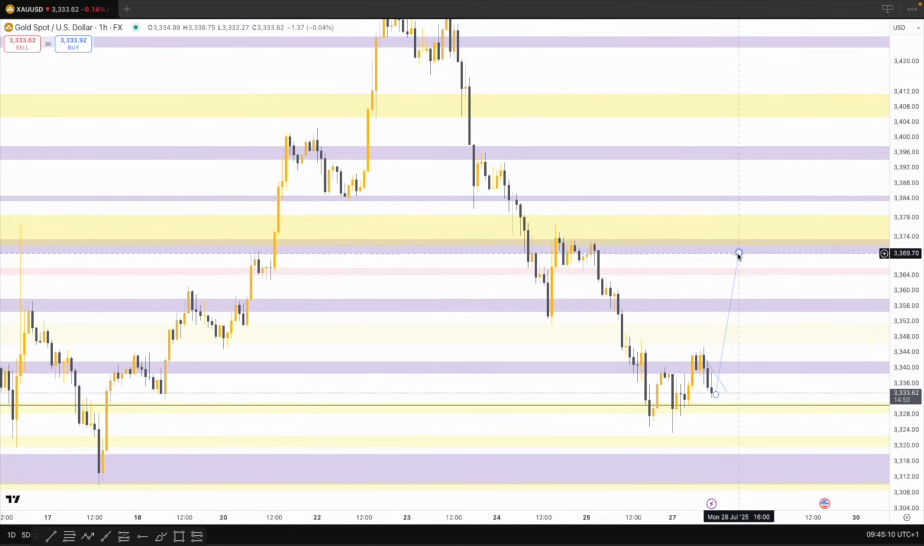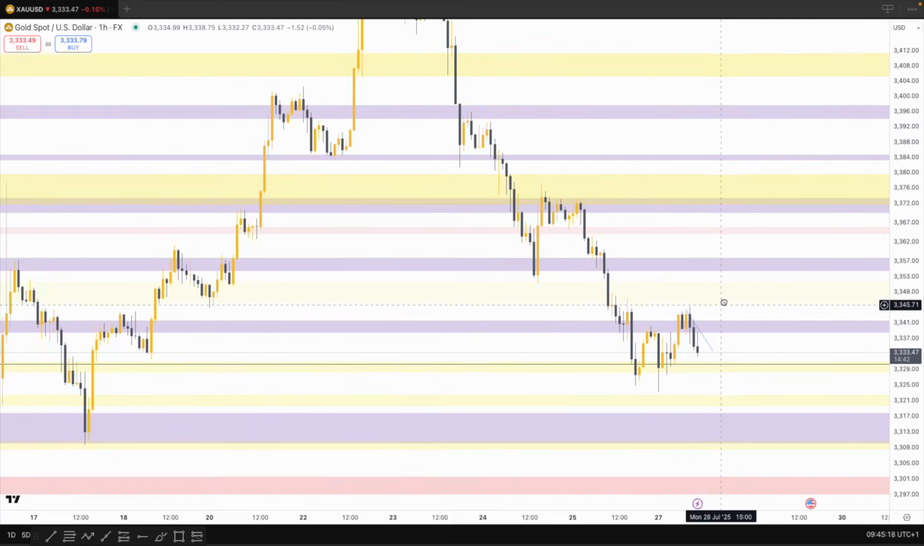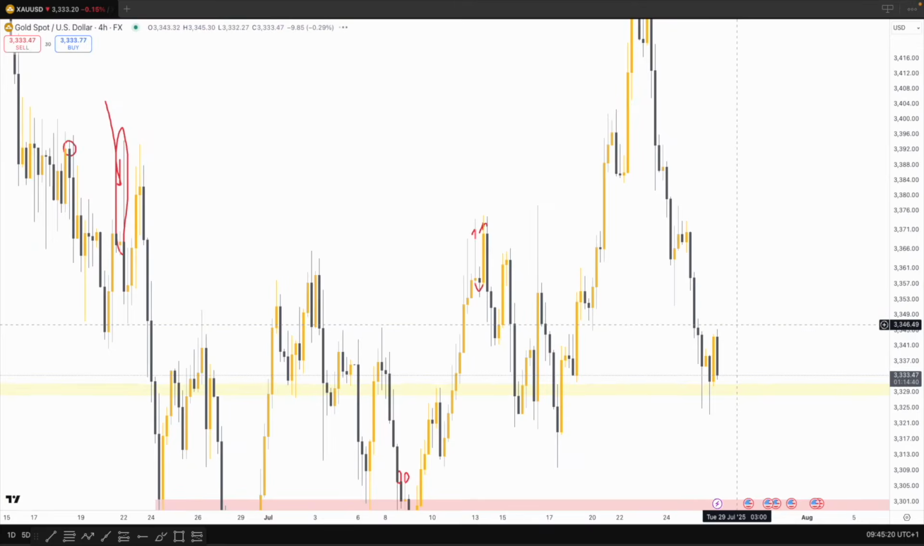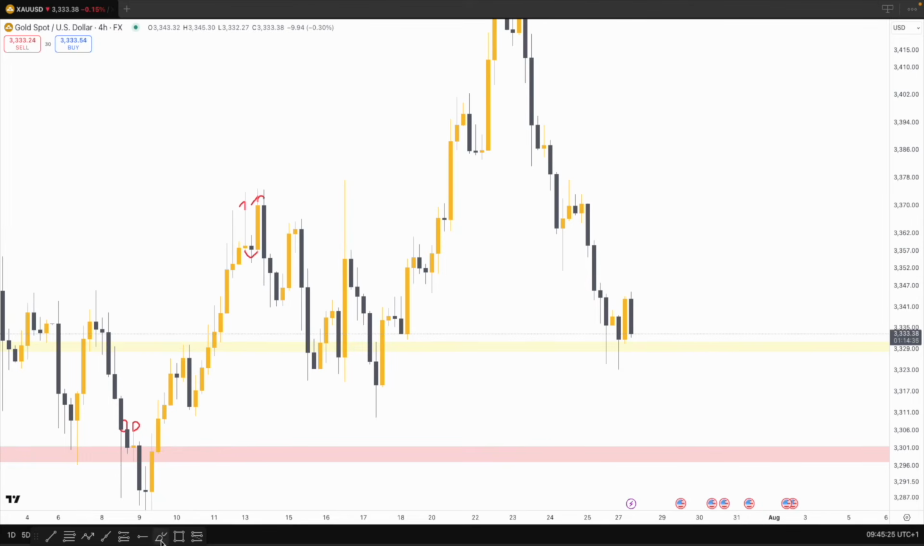If we do eventually see that level of 3,370 broken through, we're then going to be looking for price to come back up somewhere near that 3,400 level. However, again, going over the current price action that we are seeing, we'll go down to our 4-hour. As you can see, it's the same sort of thing as the hourly time frame.